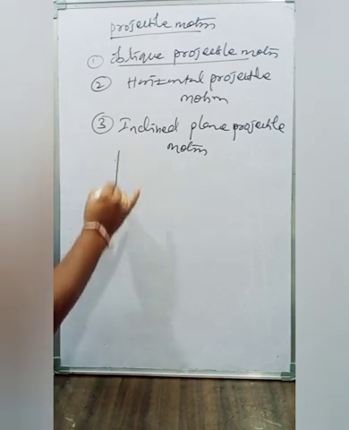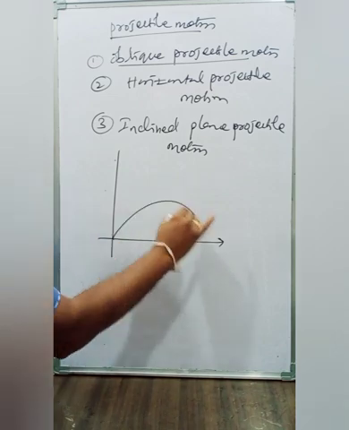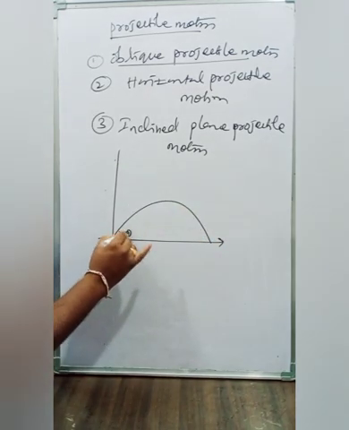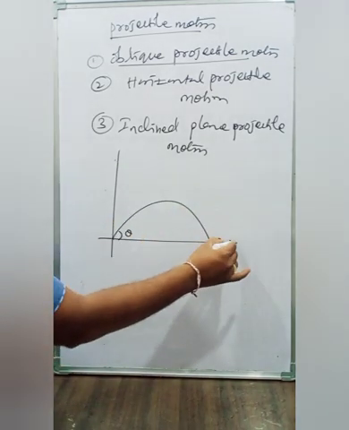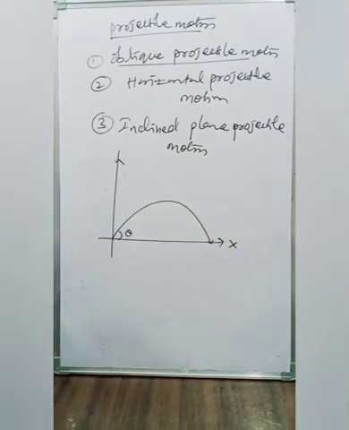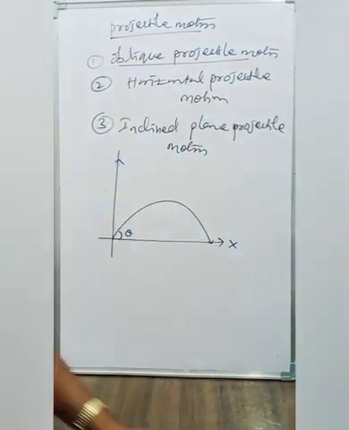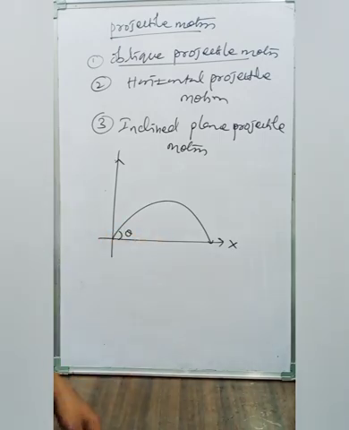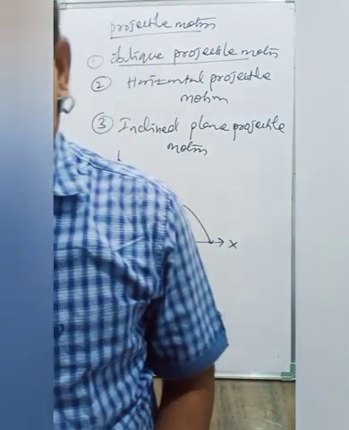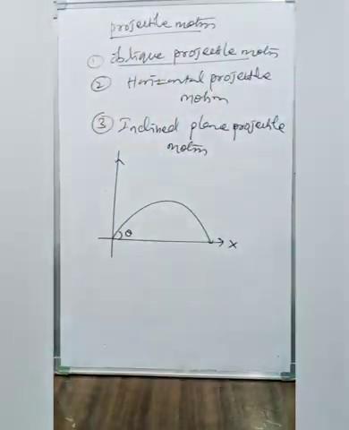Oblique projectile motion means a projectile is projected from the ground, making an angle theta with the horizontal, then reaching the same plane. Example, a bullet is fired from a gun. So that is oblique projectile motion. When a batsman hits a ball, the motion of the ball is called oblique projectile motion.